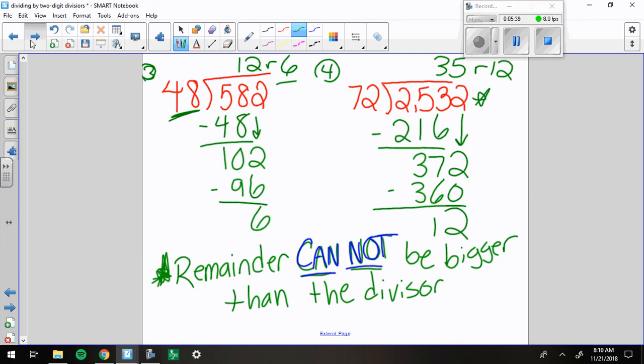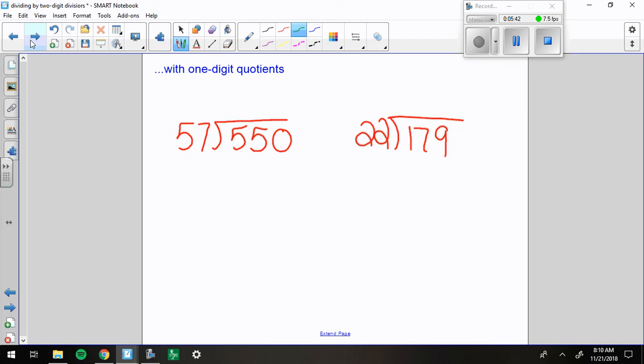All right, moving right along. But sometimes when we're doing a division problem, we don't get so lucky. And we end up having a one-digit quotient. We have a two-digit divisor, but a one-digit quotient. And that's what's going to be happening here. If we look at number 5, we have a divisor of 57. 57 doesn't go into 5, doesn't go into 55, but it does go into 550. So we're jumping right to 550.